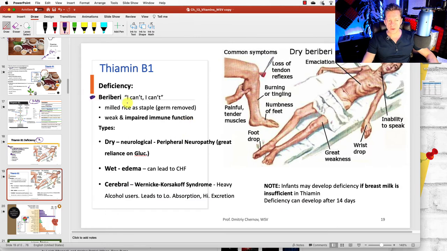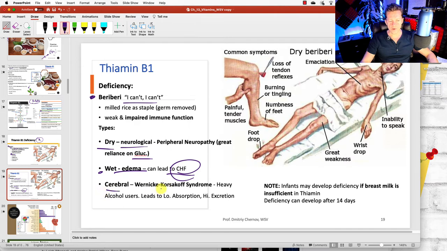Remember, beriberi can lead to dry, which is neurological problems, or wet, which is edema. So there's dry beriberi, neurological peripheral neuropathy with great reliance on glucose, and wet beriberi, edema. That can lead to congestive heart failure. It's accumulation of water, and the heart has to work overtime. The heart enlarges and cannot eject a good amount of blood, so it's harder for the heart to eject. The left ventricle becomes very big, and that can lead to a problem.